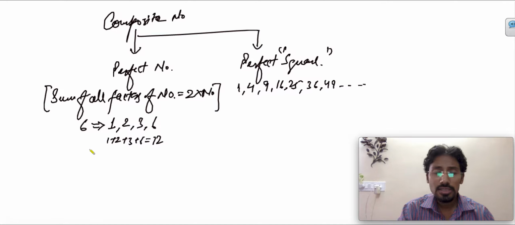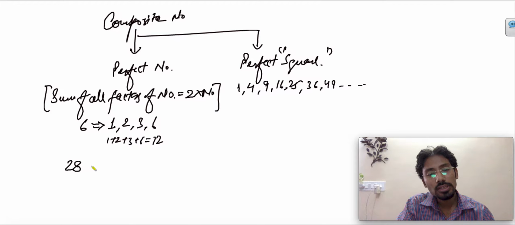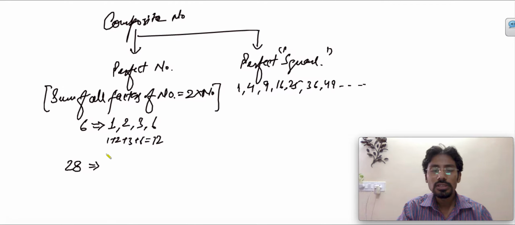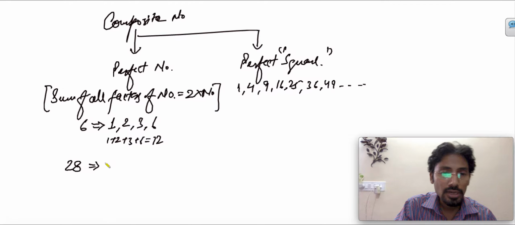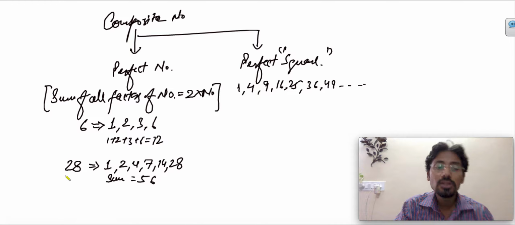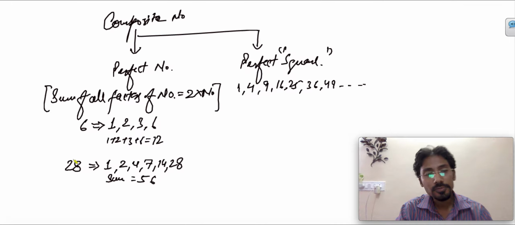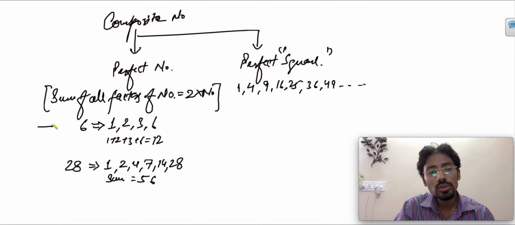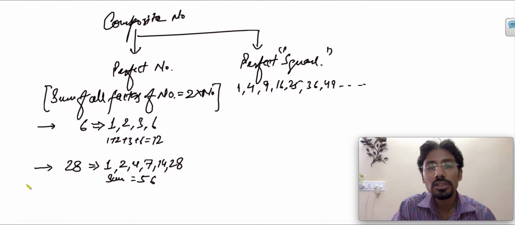Likewise, there is another example that we can discuss, that is 28. What are the factors of 28? Think for a second, and then I'm writing it here. 1, 2, 4, 7, 14, 28. If you add them up, the sum is 56, which is again twice the number. So 28 also is a perfect number. 6 and 28 are the only first two perfect numbers that we should be concerned about.